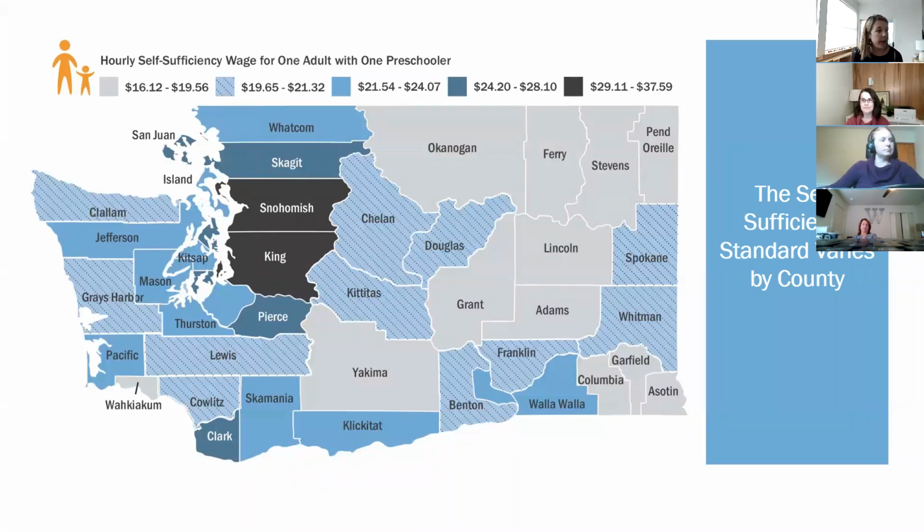So this next slide further illustrates the variation of the self-sufficiency standard across the state of Washington. You'll notice that some of these counties here on the east side tend to have smaller self-sufficiency wages by the hour, whereas west of the mountains, you're seeing more expensive regions. We have these basic needs ranging from $16.12 in Lincoln County per hour for one adult with one preschooler to $37.59 per hour in King County for this same family type of one adult and one preschooler.